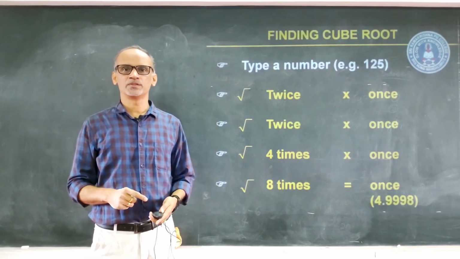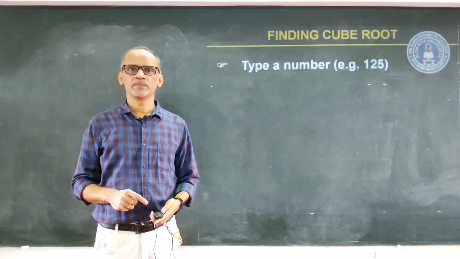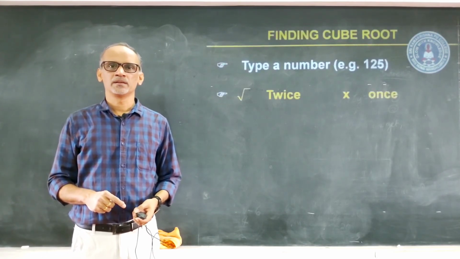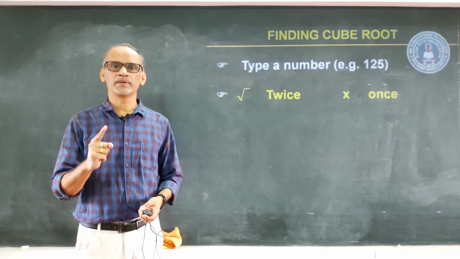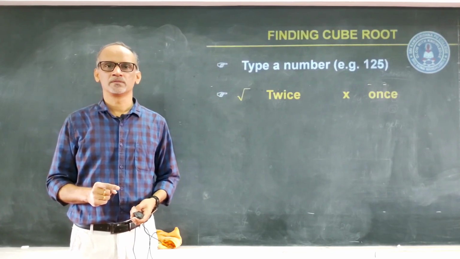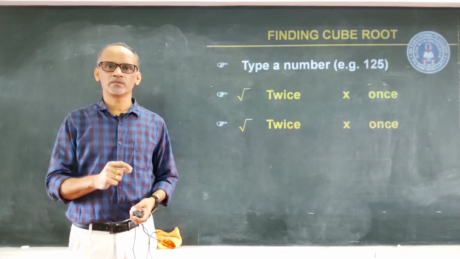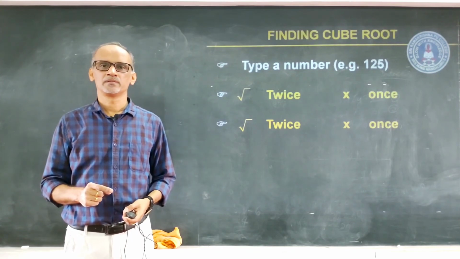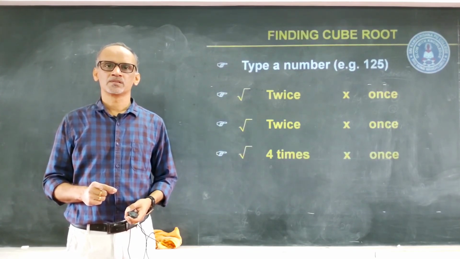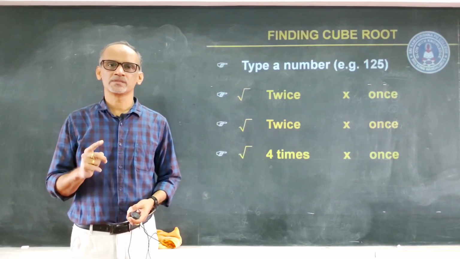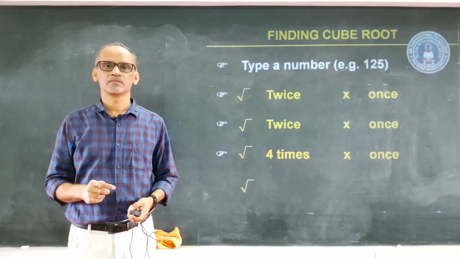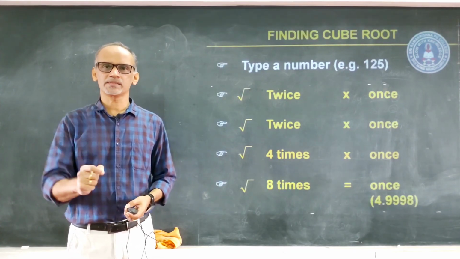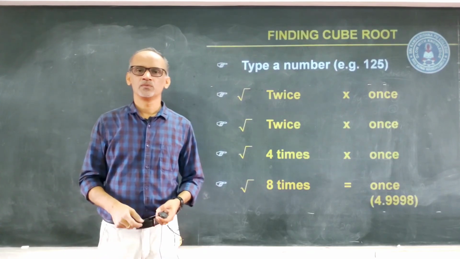So, follow this procedure. I am going to tell you once again from the beginning. First, type the number 125. After that, square root twice, multiplication symbol once. After that, square root twice, multiplication symbol once. Next, square root 4 times, multiplication symbol once. And then square root 8 times, and then press equal, and then check. You will definitely get an answer.